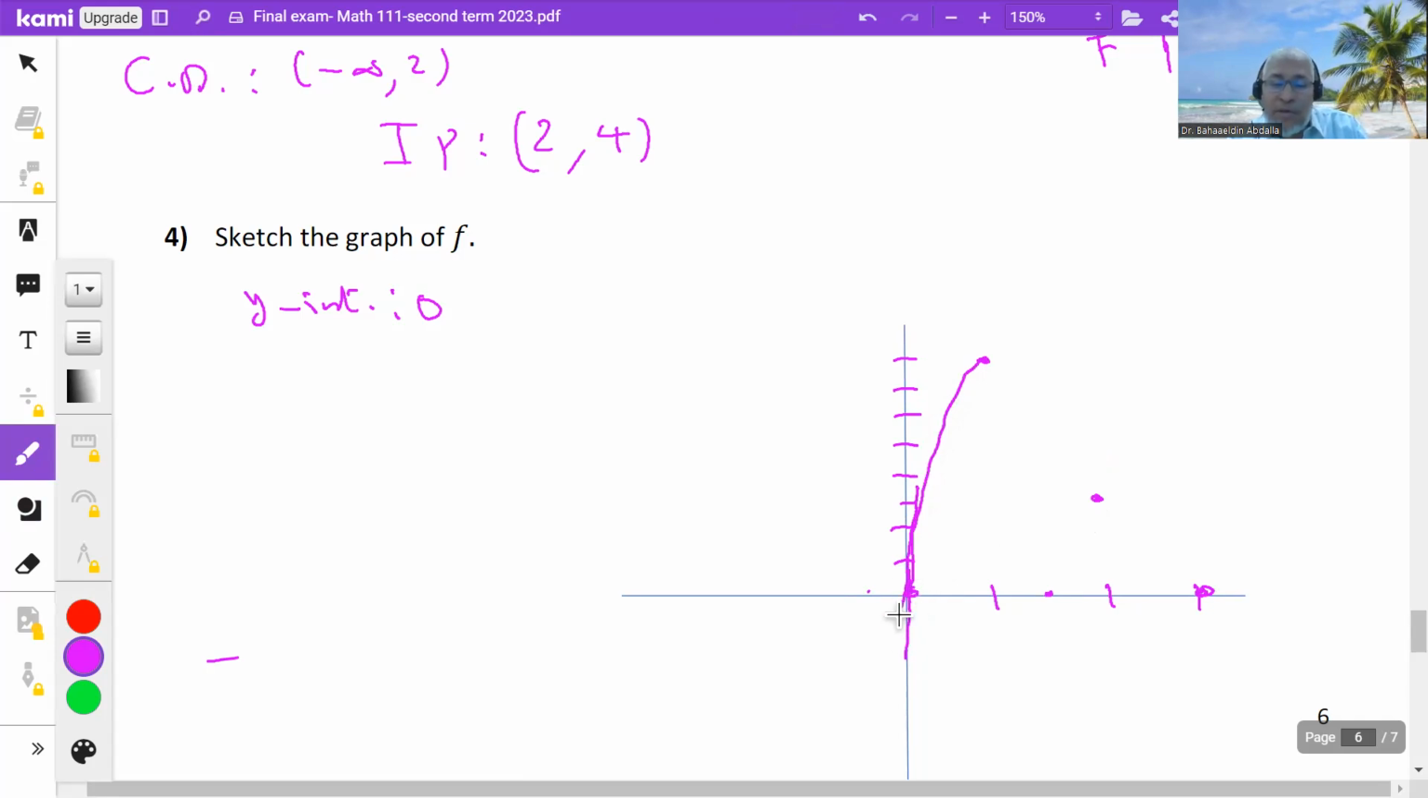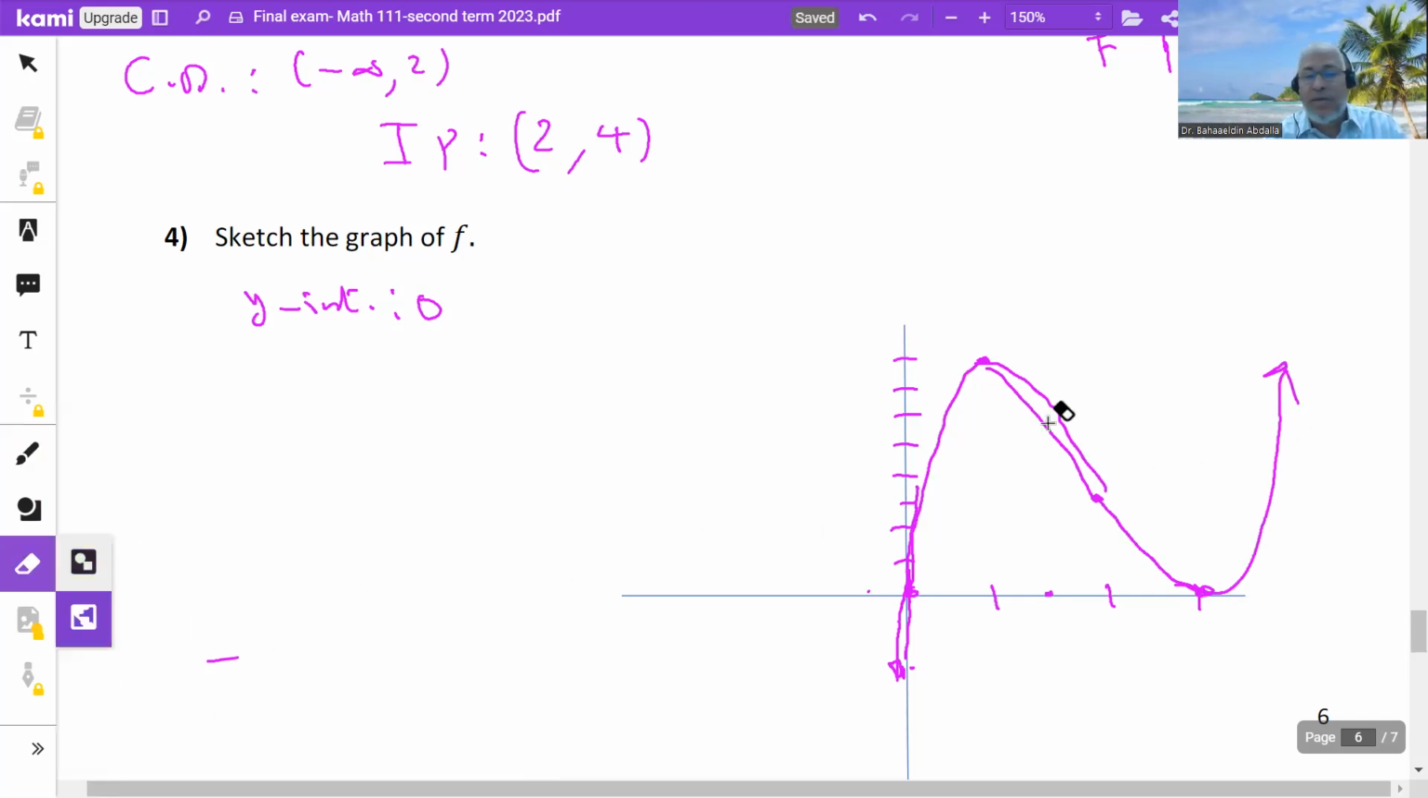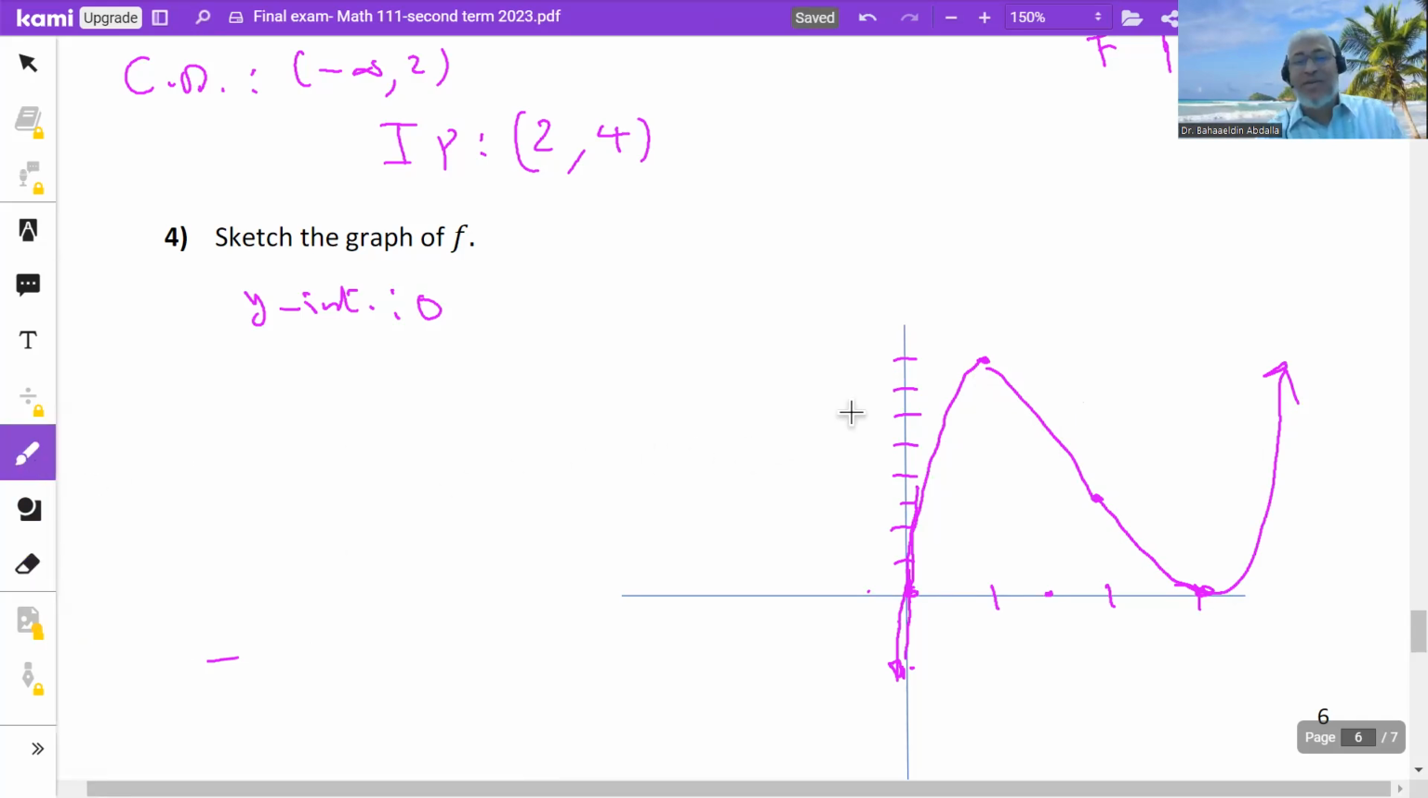And it continues after (0, 0) like this. This will be fine. And then it goes like this up to here. And it starts to be concave up here like this. So this is an accepted graph of the function of x.